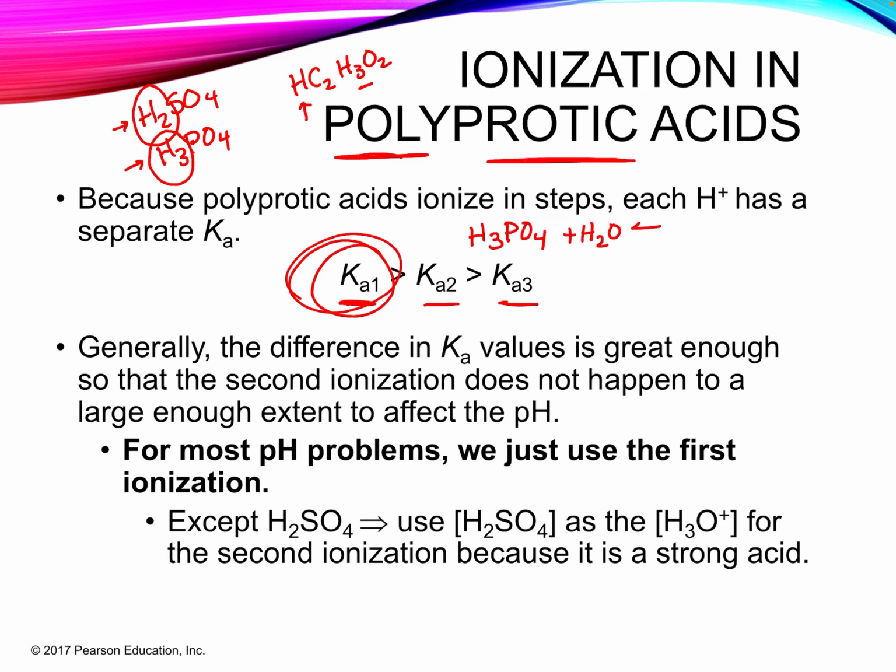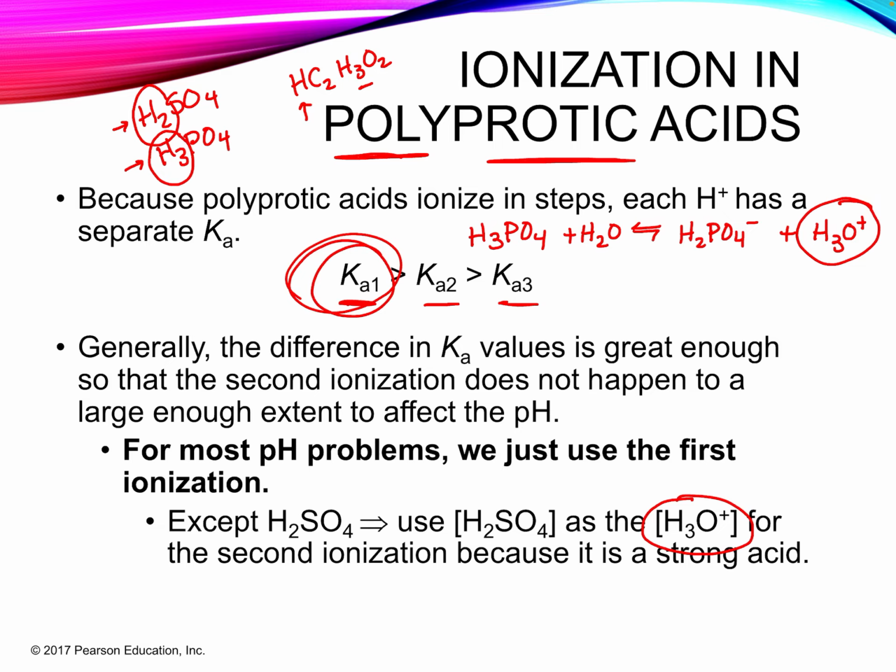And so sulfuric acid, like I said, I was going to use it. It's kind of a bad example. The only exception to this is sulfuric acid. The reason for this is that sulfuric acid is a strong acid. And essentially, we're going to use our concentration of sulfuric acid as our hydronium ion concentration for the second ionization because it's a strong acid. And I'll show you what that looks like in a minute.